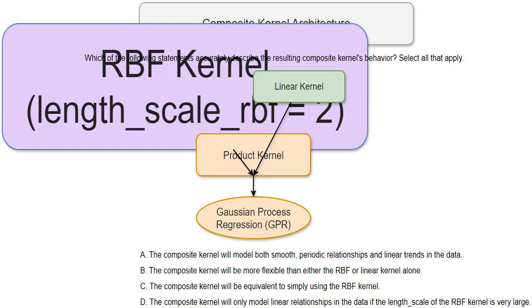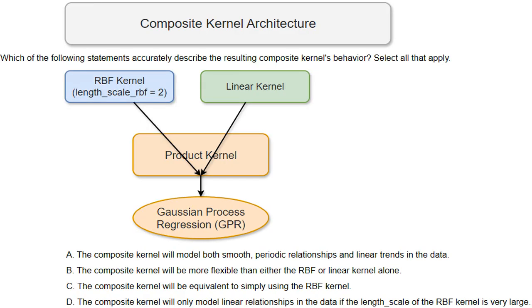I create a combined kernel by multiplying the results from the individual RBF and linear kernels together. This means I am combining their effects to capture both linear trends and smooth curves within the data. This is a radial basis function kernel. I use it to model smooth, nonlinear relationships in data. The length scale parameter, set to 2 here, controls how far-reaching the influence of each data point is. A smaller value means local effects, while a larger value leads to smoother, more global effects.